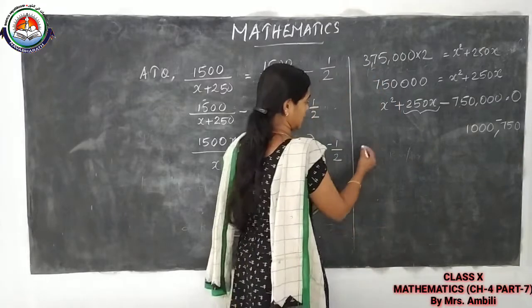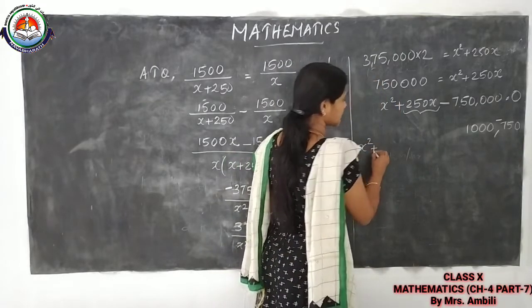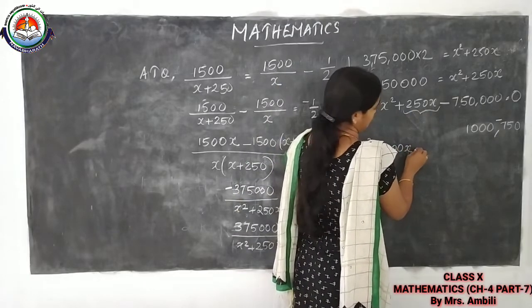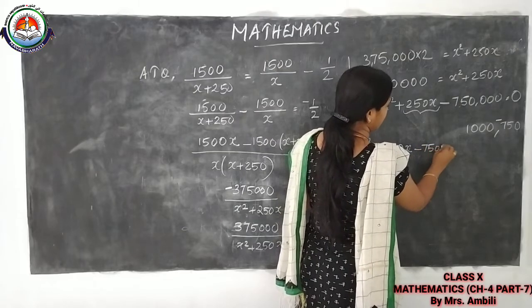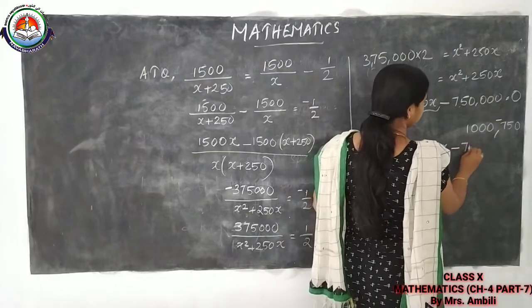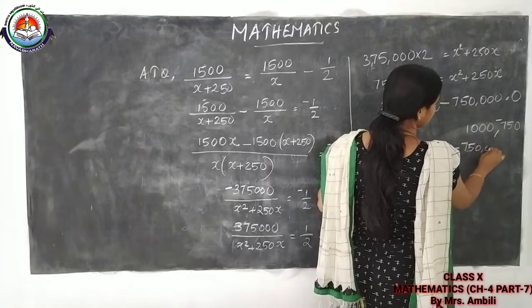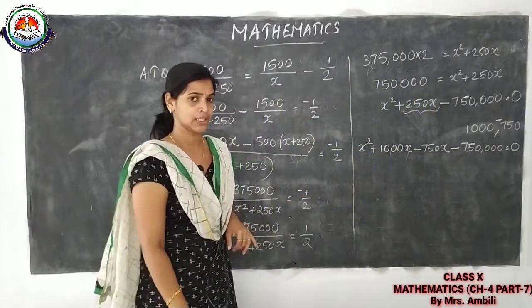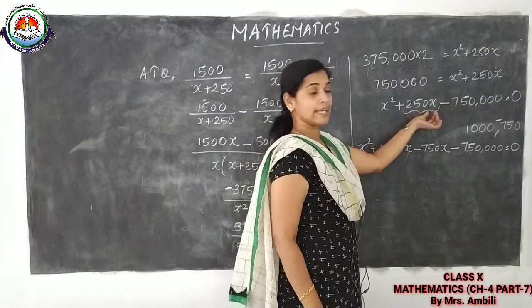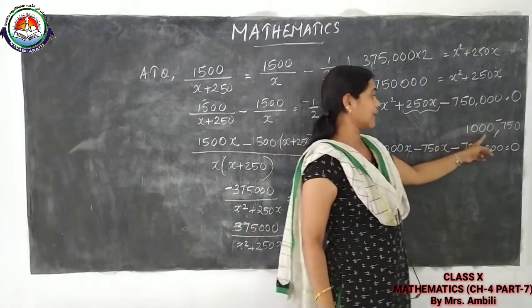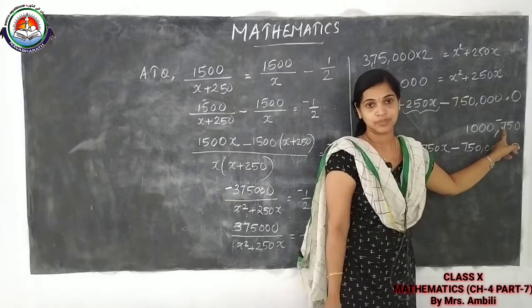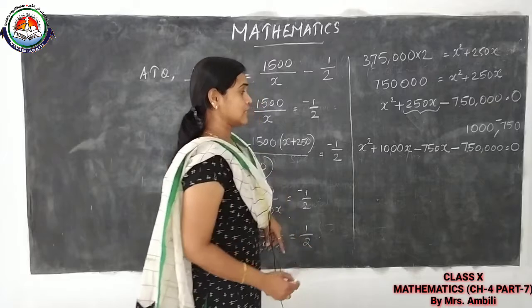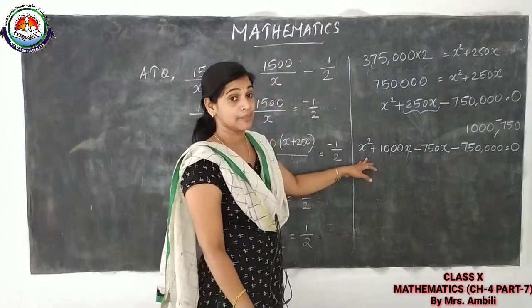So we can change that equation. We can write x square plus 1000x minus 750x minus 7,50,000 equal to 0. You forgot the splitting the middle term method. So 250x we split into 1000x and minus 750x. You need to practice all the methods. It's important. So here, what is the next step?